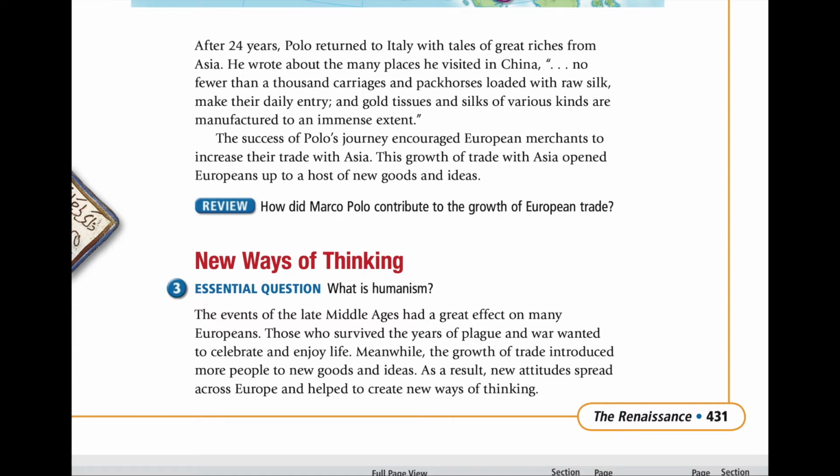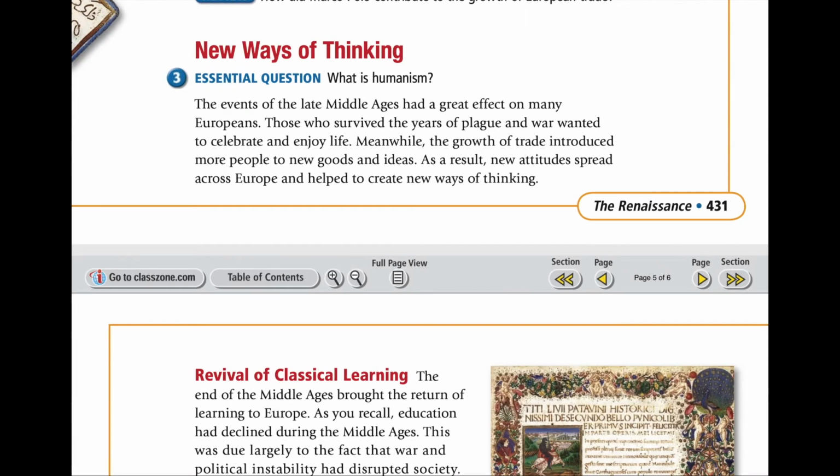New ways of thinking. Essential question: What is humanism? The events of the late Middle Ages had a great effect on many Europeans. Those who survived the years of plague and war wanted to celebrate and enjoy life. Meanwhile, the growth of trade introduced more people to new goods and ideas. As a result, new attitudes spread across Europe and helped to create new ways of thinking.